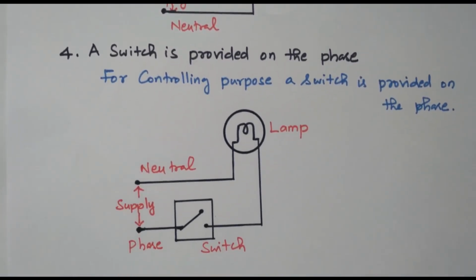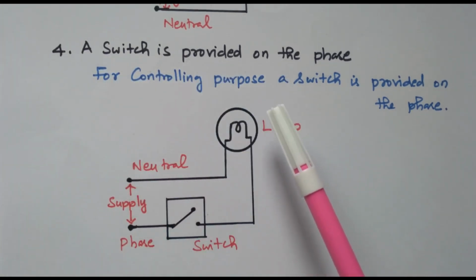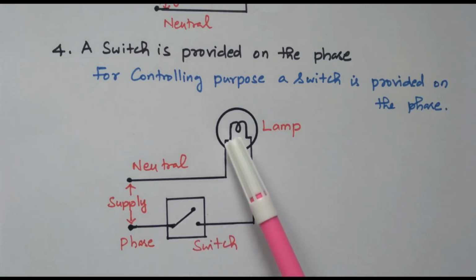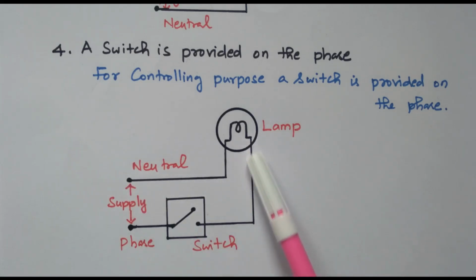The same connection as the previous one, but in which a switch is provided for the lamp. Because in the previous connection, when the supply is given, the lamp is glowing always. Suppose if we want to control the lamp, we can connect it through a switch. So the lamp is available, two terminals are available. One terminal is connected to the neutral. Another terminal is connected through the switch.